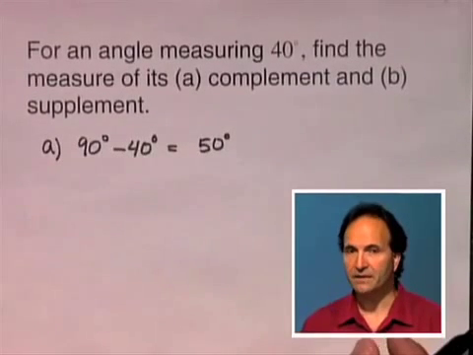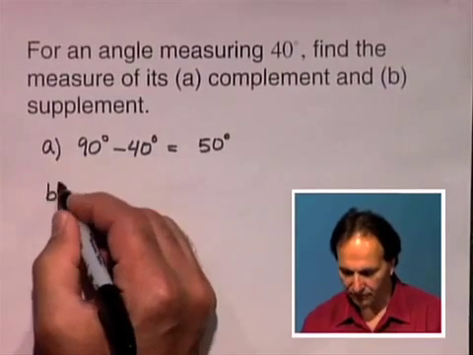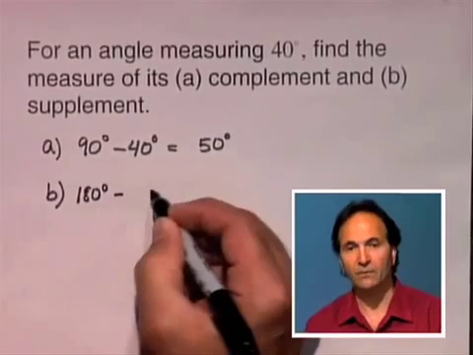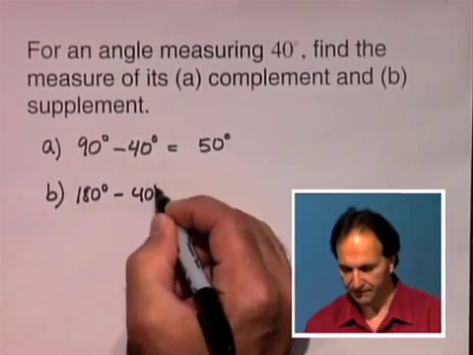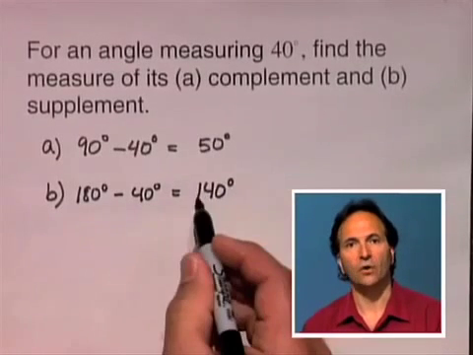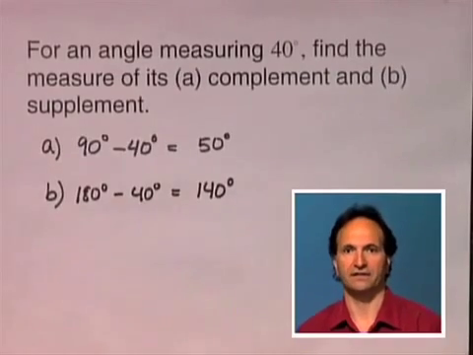Now, for the supplement, the angles would add up to 180 degrees. So for part B, we would take 180 degrees, and we would subtract 40 degrees, giving us a result of 140 degrees. So 140 degrees is the supplement of 40 degrees.